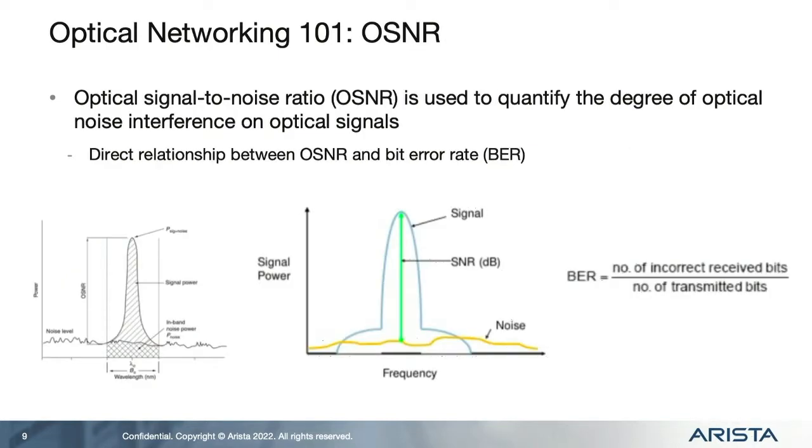Likewise, that and other imperfections in the link can cause noise, and so we need a minimum optical signal-to-noise ratio. So as you can see here, we don't want too much noise on the link. And there is a direct relationship between that and the bit error rate of a link. So bit error rate is simply the number of errors out of the total number of bits we're sending down that link.